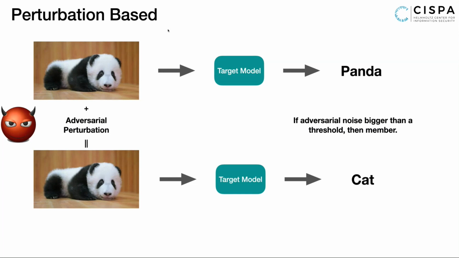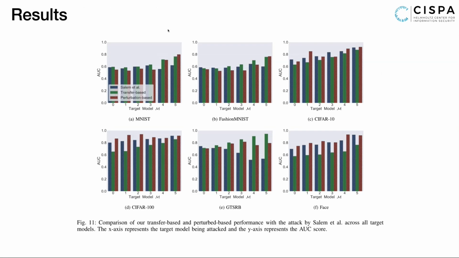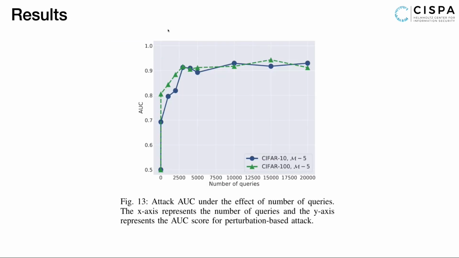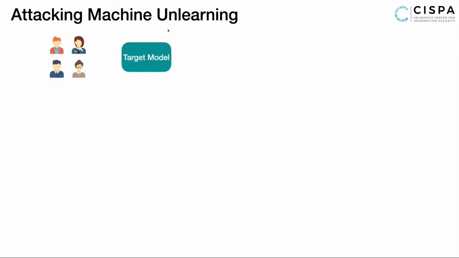With these 2 approaches, which are independent, so they are not done together, we are able to achieve pretty good results for membership inference in many cases. I don't have the time to go into detail of the experiment results here, but just remember one thing: even if the target model will only give you a label, we are still able to do a membership inference attack. And the third thing, I will go very quickly regarding using membership inference for other interesting attacks.